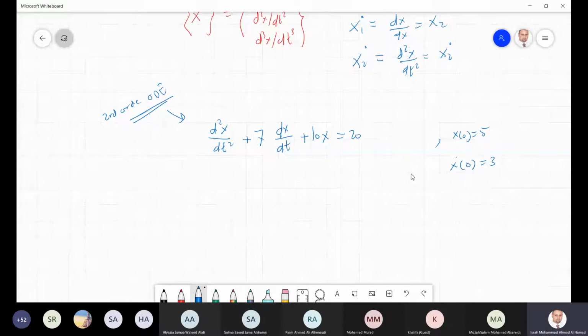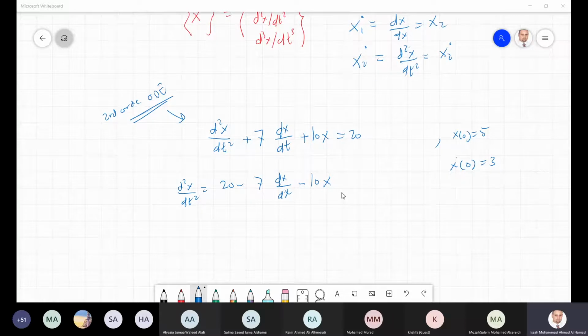So, d square x over dt square equals 20 minus 7 dx over dt minus 10x, correct? Okay. Now, we said earlier that x, we have only second order, so x equals x1 and x2. And this is equal to x and dx over dt.